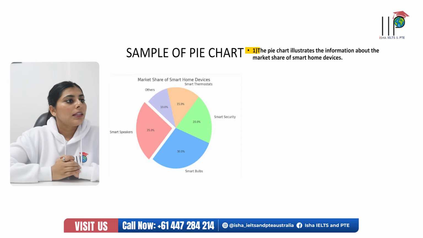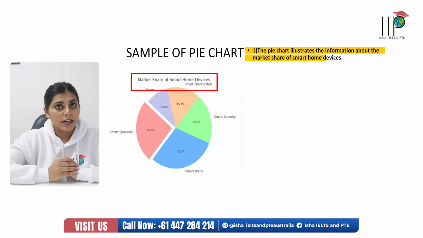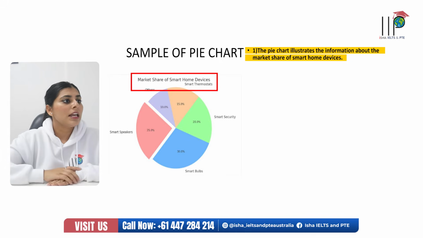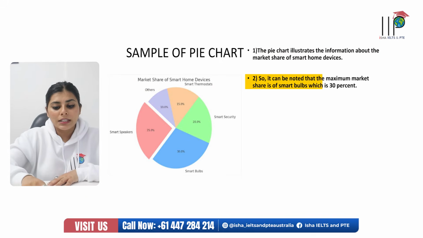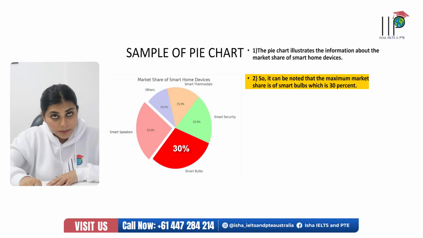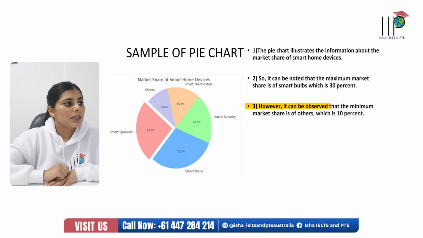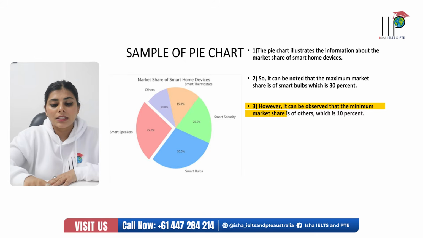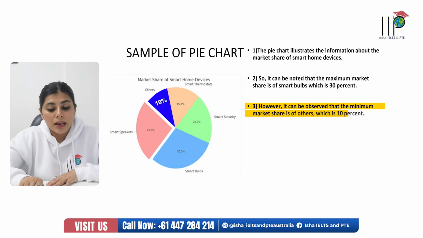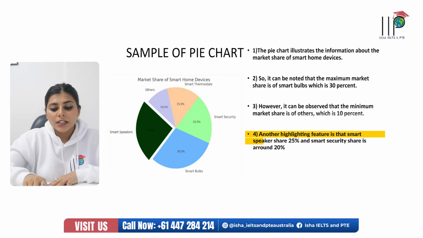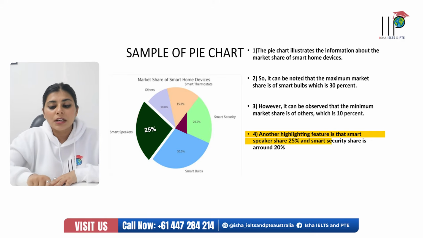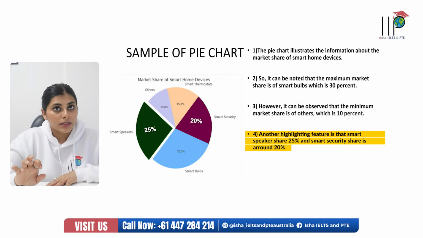So here we go. The pie chart illustrates the information about the market share of smart home devices, because that's the topic that is given. Then we'll say, it can be noted that the maximum is in the category of smart bulbs, which is around 30%. However, it can be observed that the minimum market share is in the category of others, which is around 10%. Another highlighting feature is that smart speaker share is 25% and smart security share is around 20%.